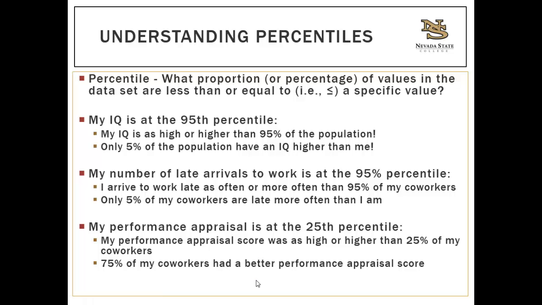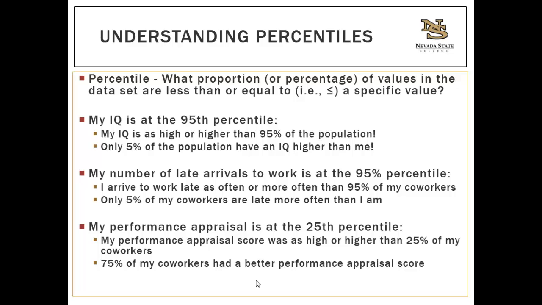Here are some examples, and I already kind of alluded to some of these. The percentile just tells you what proportion or percentage of values in the data set are less than or equal to a specific value. So again, if your IQ is at the 95th percentile, then your IQ is as high or higher than 95% of the population. And you could also say only 5% of the population has a higher IQ score.